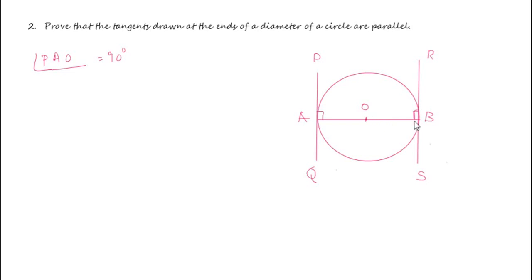Similarly, BO is perpendicular to the tangent RS. Therefore, angle RBO is also 90 degrees. Now PQ and RS are two lines. Let us take AB as transversal.